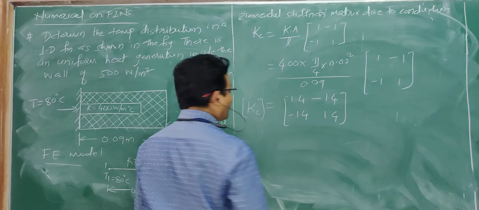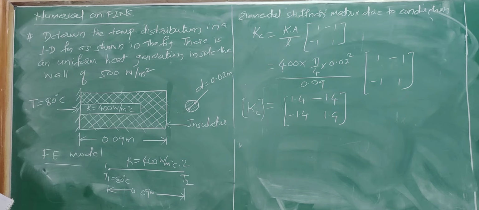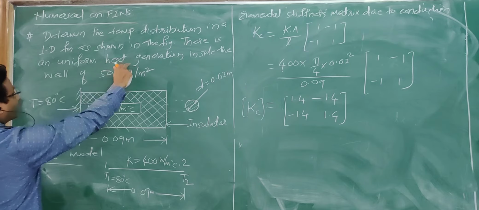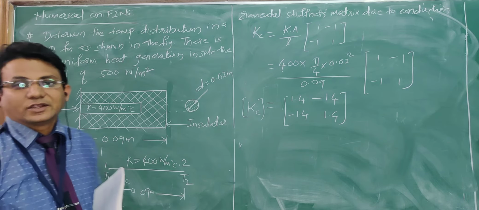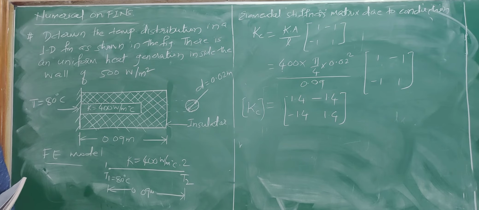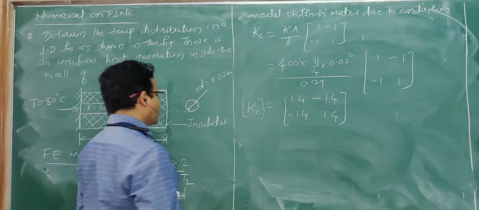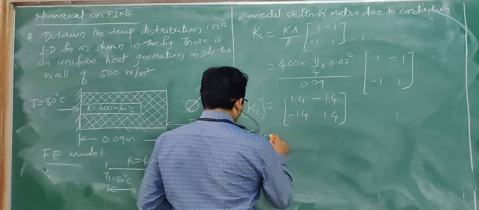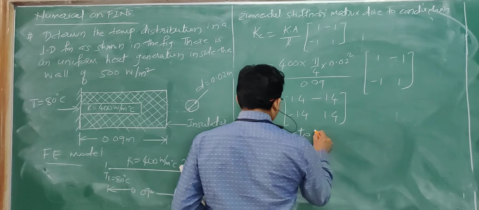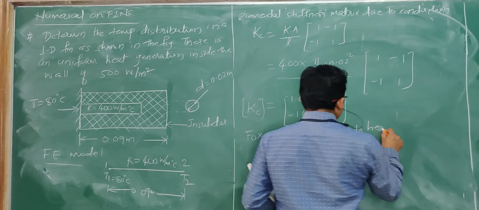Now I'll calculate the force vector due to heat generation, because in the problem they have mentioned there is a uniform heat generation inside the wall of the fin with 500 watt per meter square. Just now we derived the equation for the force vector due to heat generation, so I'll use that equation to calculate it.